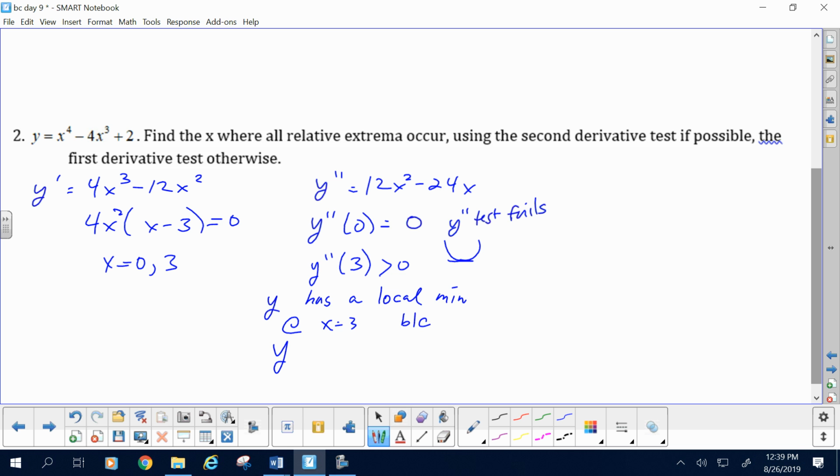Y prime at 3 is 0, and the second derivative is positive, or greater than 0. Do I need both of those pieces of information, or is just the second derivative enough? Both. The second derivative being positive is not enough, there's a lot of concave up points that are not extrema. It has to be flat with concave up. The combination is a min.